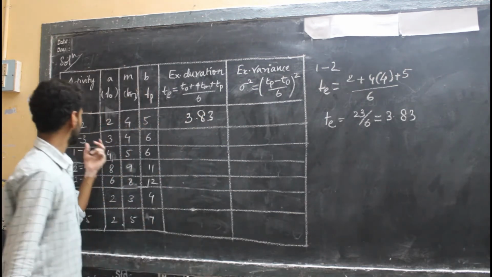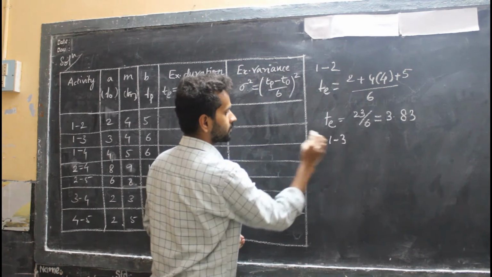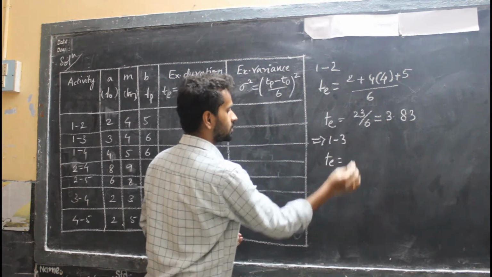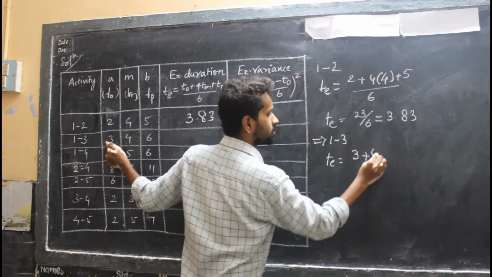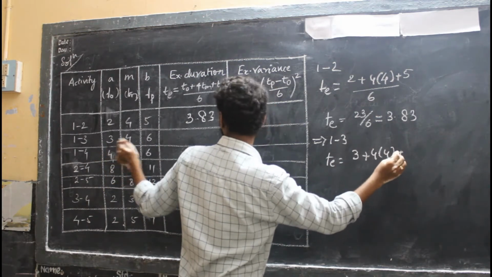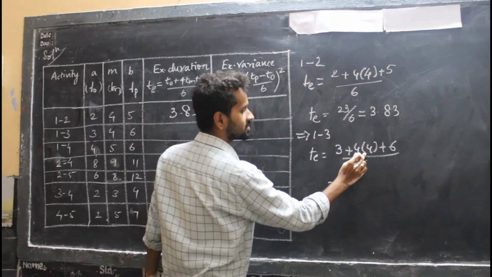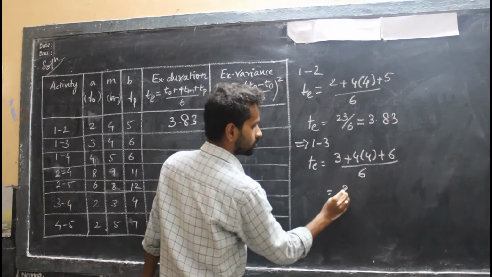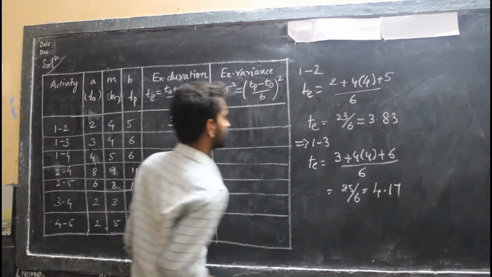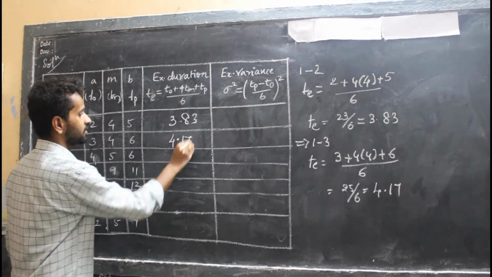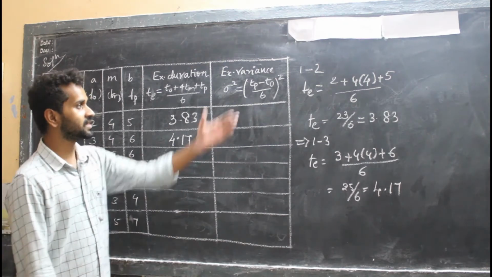3.83. Now let me consider activity 1 to 3. TE equals, similarly, TO is 3 plus 4 into TM, that is 4, plus 6, divided by 6. This becomes 3 plus 16, 19, 19 plus 6, 25 divided by 6. This becomes 4.17. Similarly, I can proceed with the same calculations.